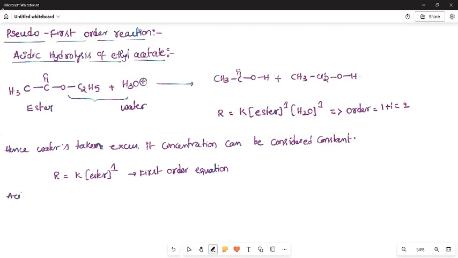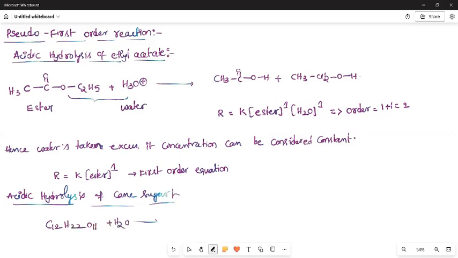At the same time, acidic hydrolysis of cane sugar also. What is cane sugar? That is sucrose, C12H22O11. This is a hydrolysis in presence of acid catalyst. There you will get one molecule of glucose, C6H12O6, and another molecule of fructose. So this is glucose and this is fructose.